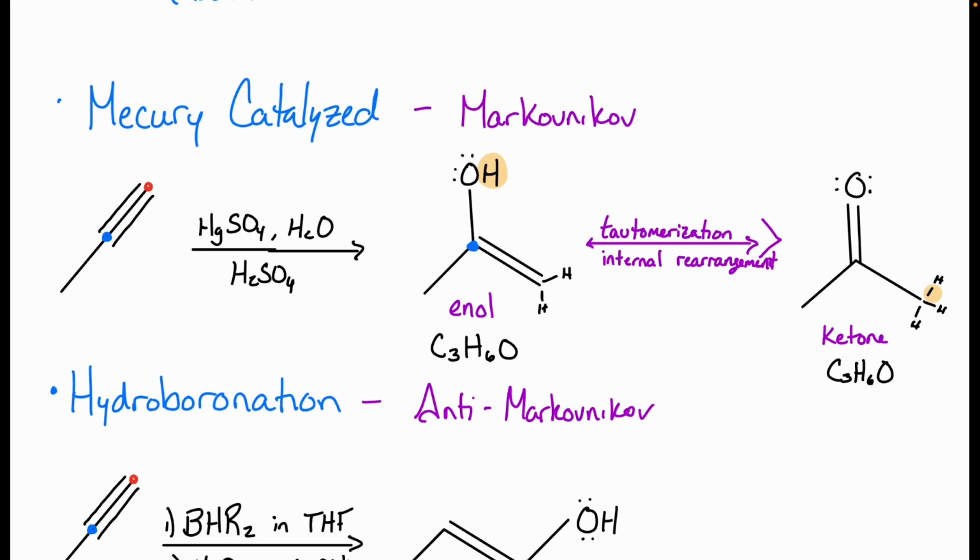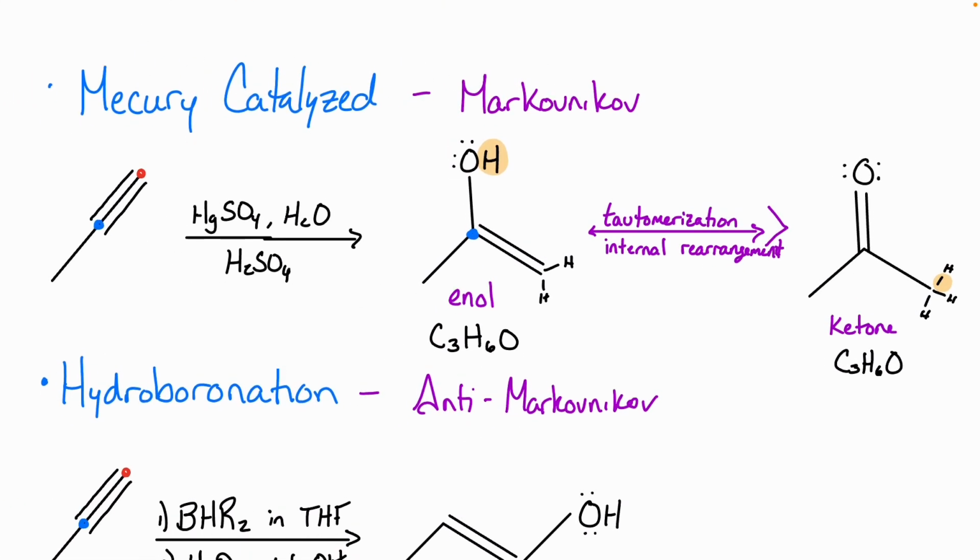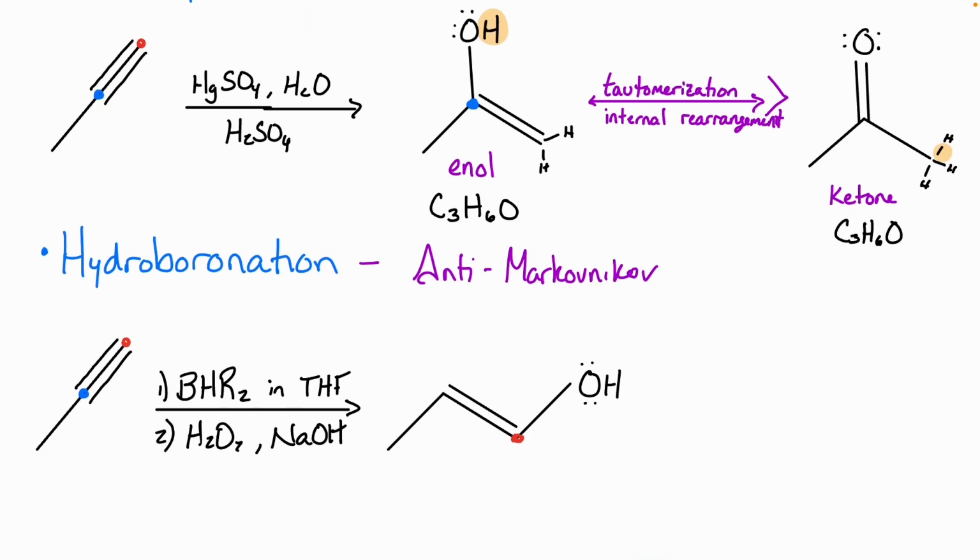So the products of these hydration reactions are actually not alcohol functional groups, right? Because then that would be an enol located right next door to a double bond. The products of your hydration reactions of alkynes are going to be these carbonyl groups. All right, so a ketone in the case of this.